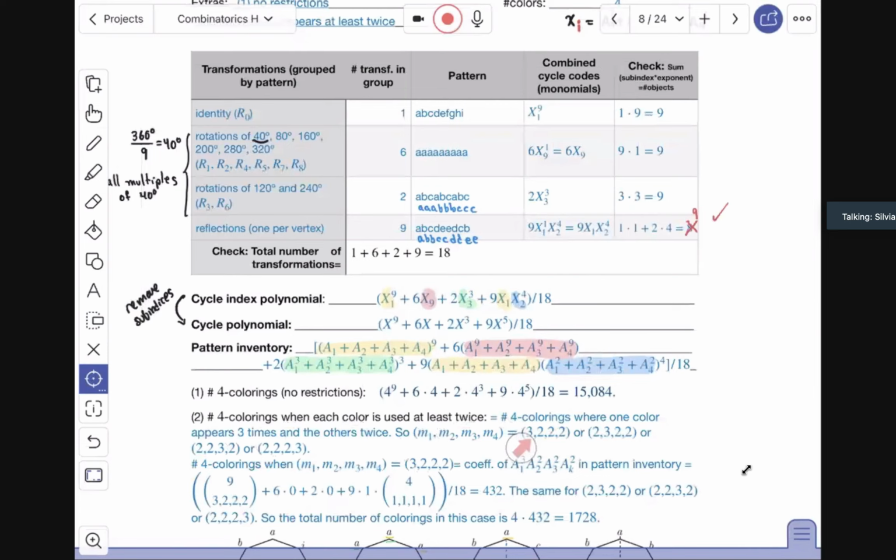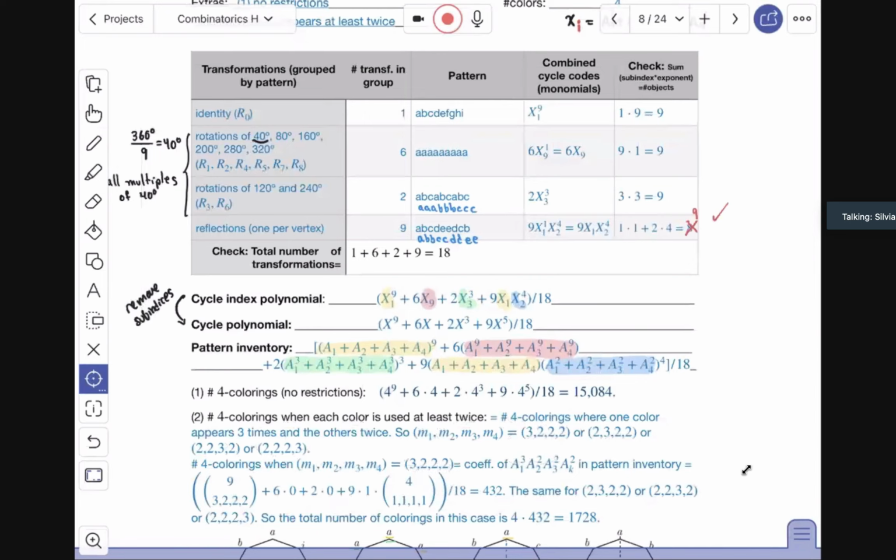But since I didn't specify which is the color that appears the most, then it could be 3 red ones and the others 2 of each, or 3 blue ones and the others 2 of each, or 3 green ones and the other 2 of each, or 3 yellow ones and the others 2 of each. So I need to use the pattern inventory 4 times, one per selection of values of n. But it's going to give me the same for each one of them. So I'm actually focusing on the 3, 2, 2, 2.